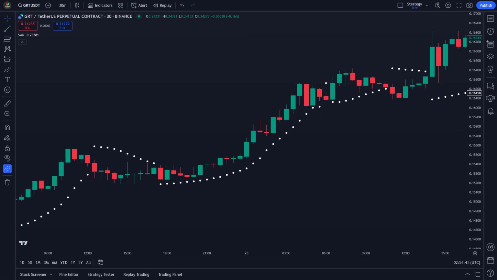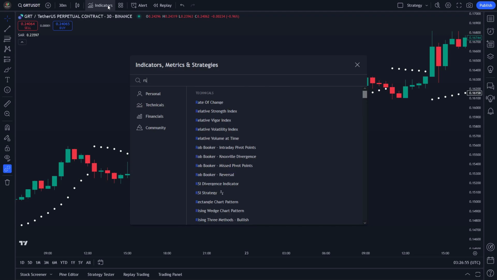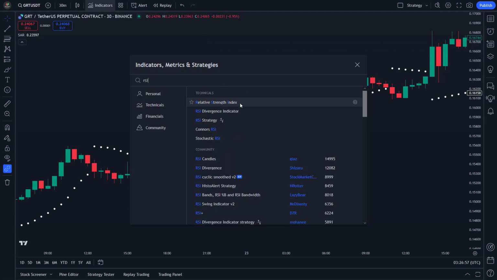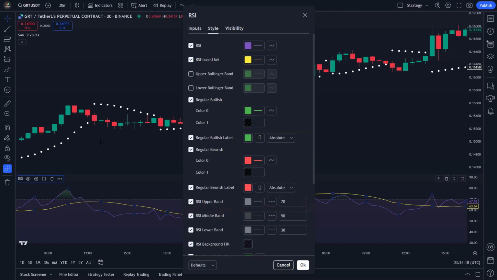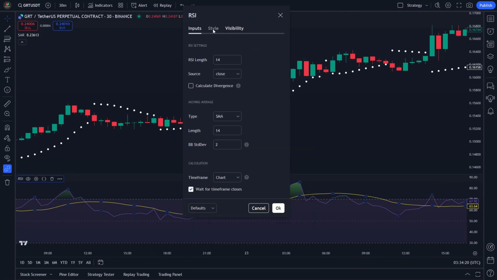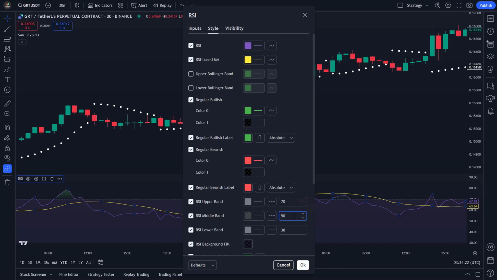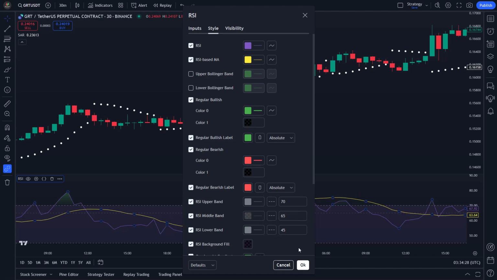However, we don't rely solely on the Parabolic SAR because it can produce false signals on its own. That's why we're going to combine it with the RSI, Relative Strength Index indicator, for better confirmation. Let's add the RSI to our chart. We'll keep the default settings for now, but we'll also set the RSI upper band to 65 and the RSI lower band to 45. This combination with the Parabolic SAR will help filter out false signals, improving our accuracy.